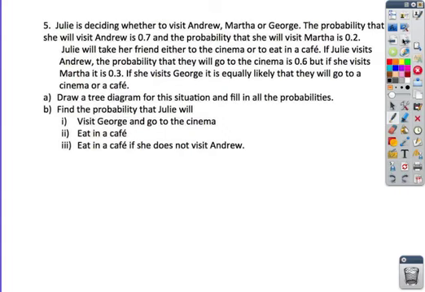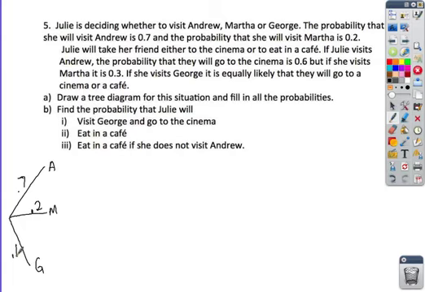So we'll set up the tree diagram again first. First of all, the 3 different events that could happen are the 3 friends that she might visit, which are Andrew, Martha, or George. And again, the probability of visiting Andrew is 0.7. Probability of visiting Martha is 0.2. And again, using the rule that the probabilities in the branch of a tree have to add up to 1, that means that the probability of visiting George must be 0.1.